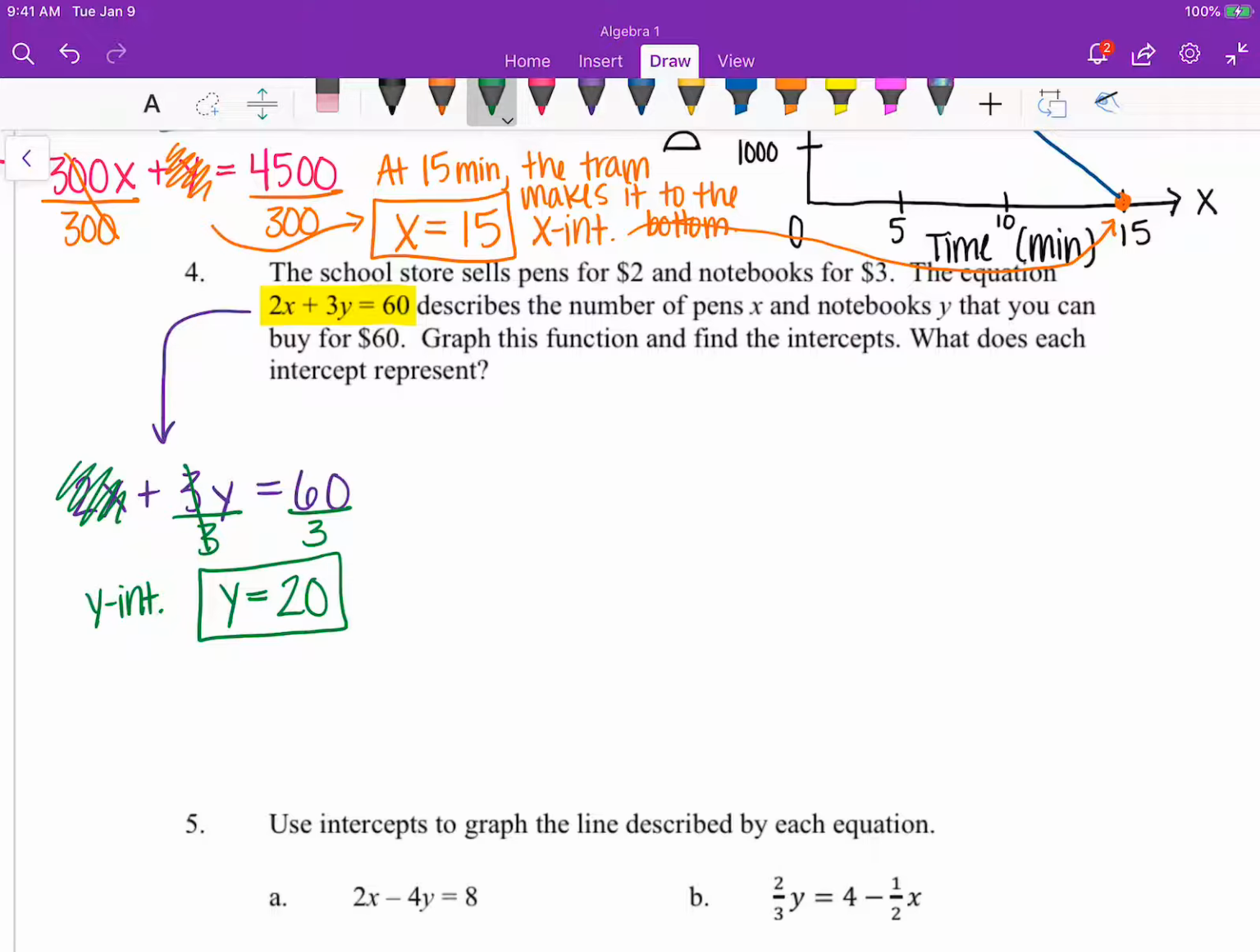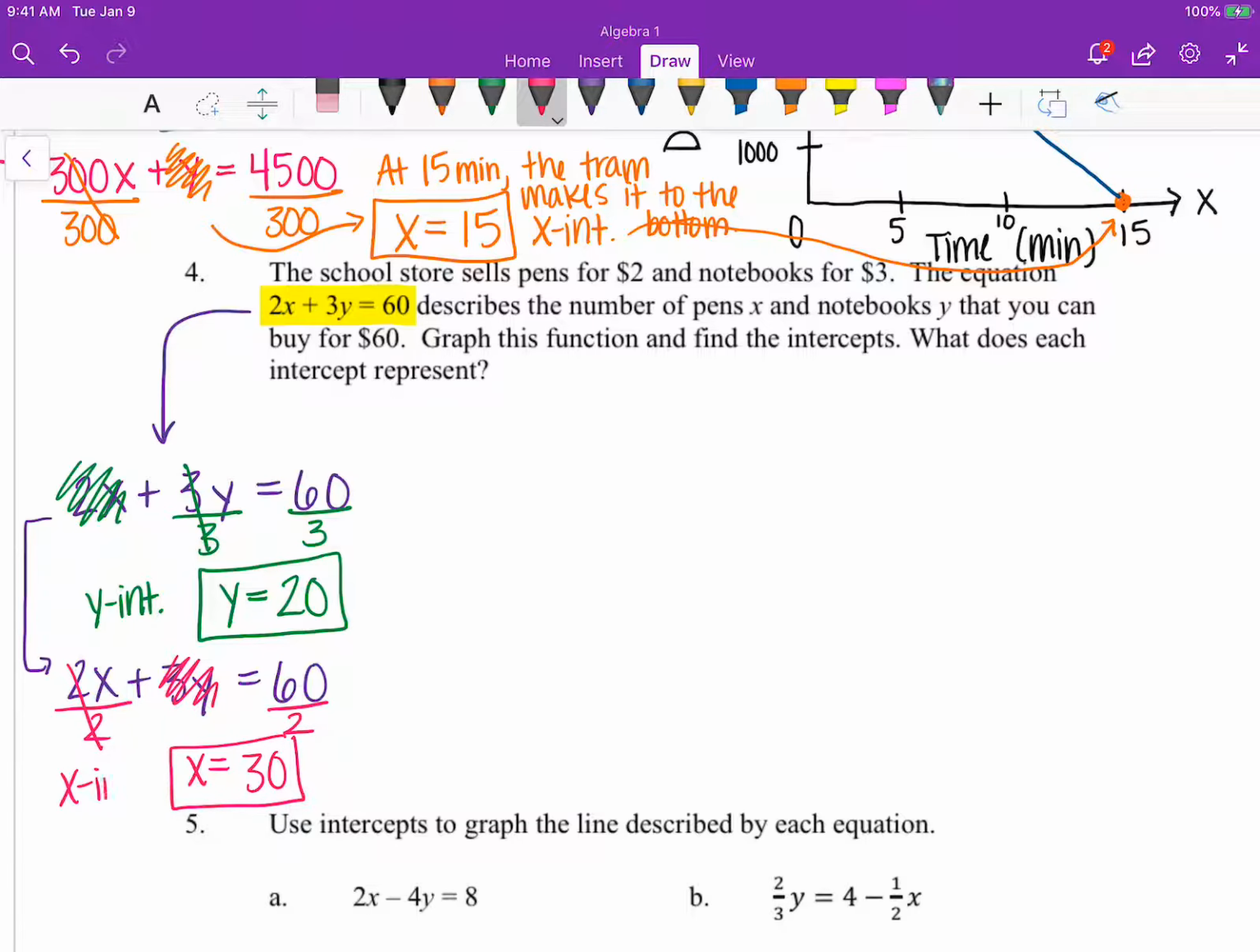All right, then I can take my exact same equation from right there. I can write it again, 2x plus 3y equals 60, and this time I can cover up the other piece. So this time, if I cover up the 3y, I can get x alone by dividing both sides of the equation by 2. That gives me x equals, and that would be 30. That's my x-intercept. So I got my intercepts, which means that I can very quickly graph this as well.